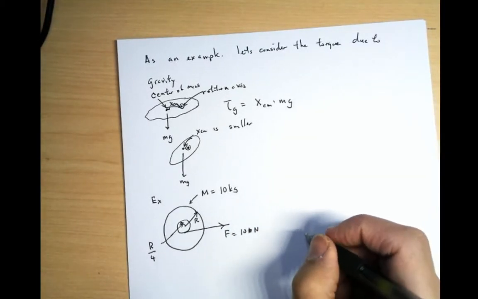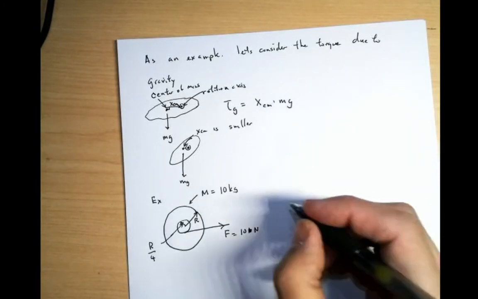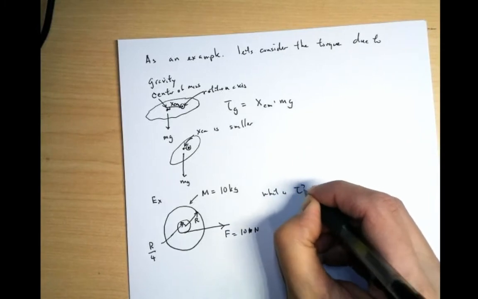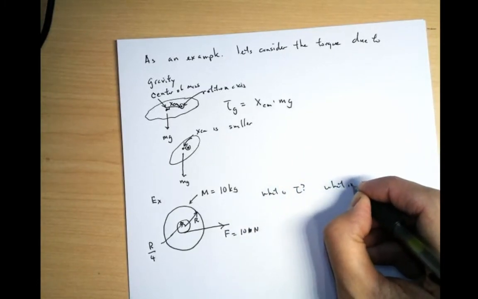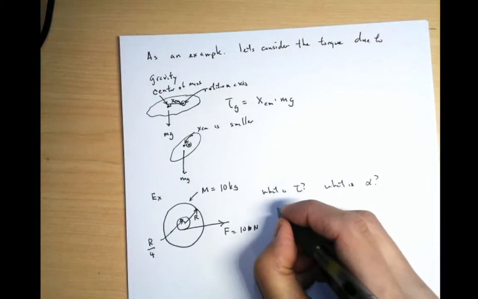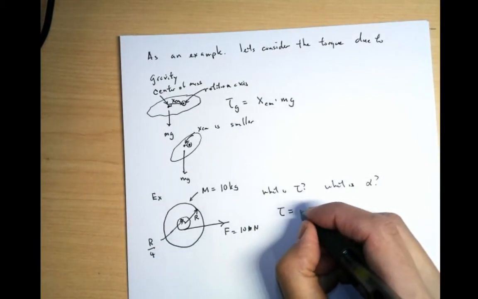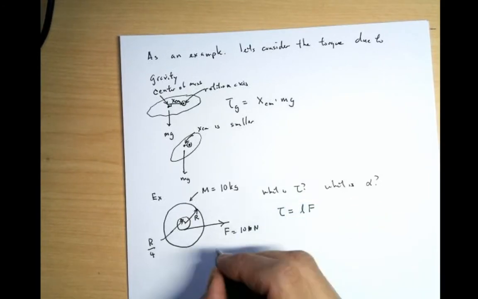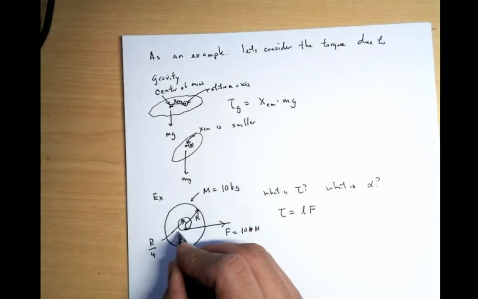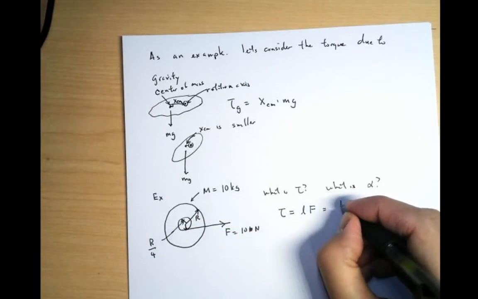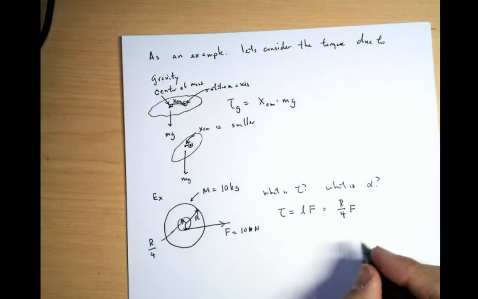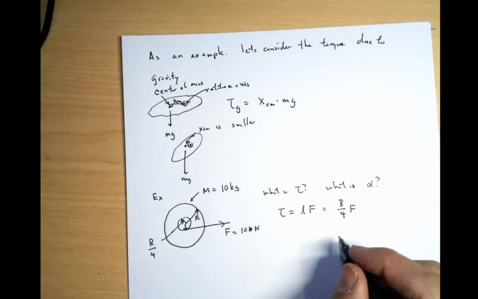Now, the question I want to ask is, what's the torque in this case? So what is tau, and what is the angular acceleration alpha? Let's go ahead and do that. Tau is equal to the moment arm times F. So let's figure out the moment arm. It's going to be this distance right here, which in this case is R over 4. So it's going to be R over 4 times F, which is 10 newtons.